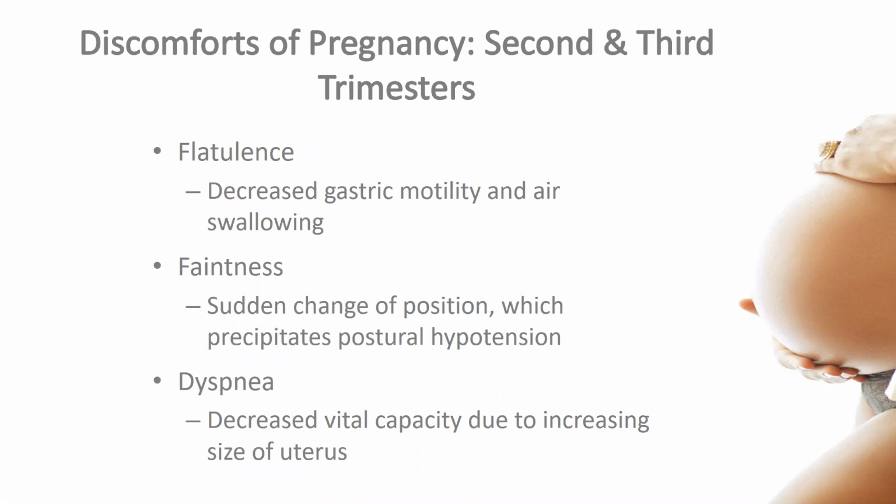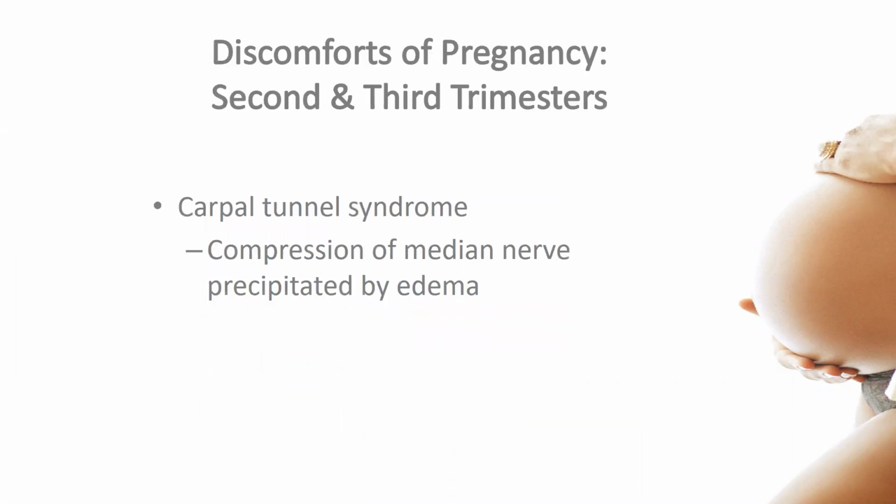Flatulence is due to decreased gastric motility and air being swallowed. Sudden changes in positions, which causes postural hypotension, can lead to fainting. And the decreased vital capacity of the lungs due to the increased size of the uterus can lead to shortness of breath or dyspnea. Carpal tunnel syndrome is also common in later pregnancy due to the compression of the median nerve from edema.